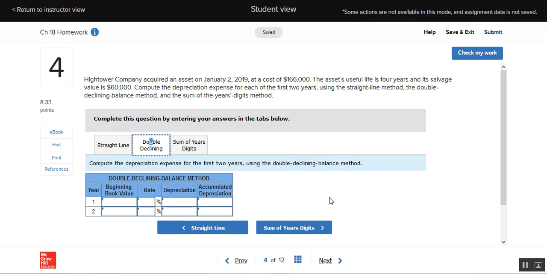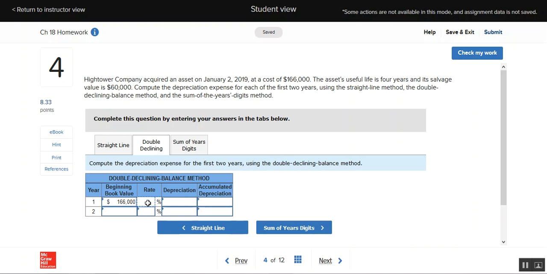I did want to look at the double declining balance method. So in the chart for double declining balance it says beginning book value to be $166,000, and the rate, let's see. They're using the straight line method, the useful life over 4 years, so they are decreasing the value of that asset by 25% each year. So 25% times 4 would be 100%. So they'd be 100% depreciated in 4 years.